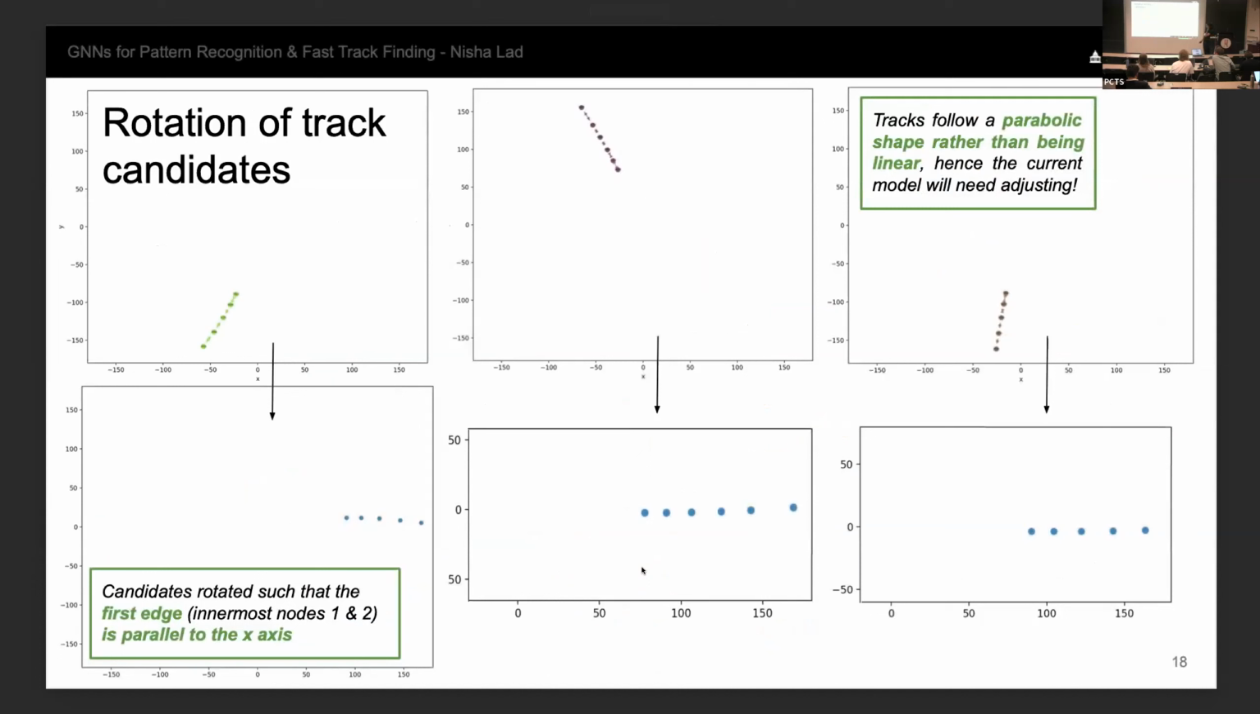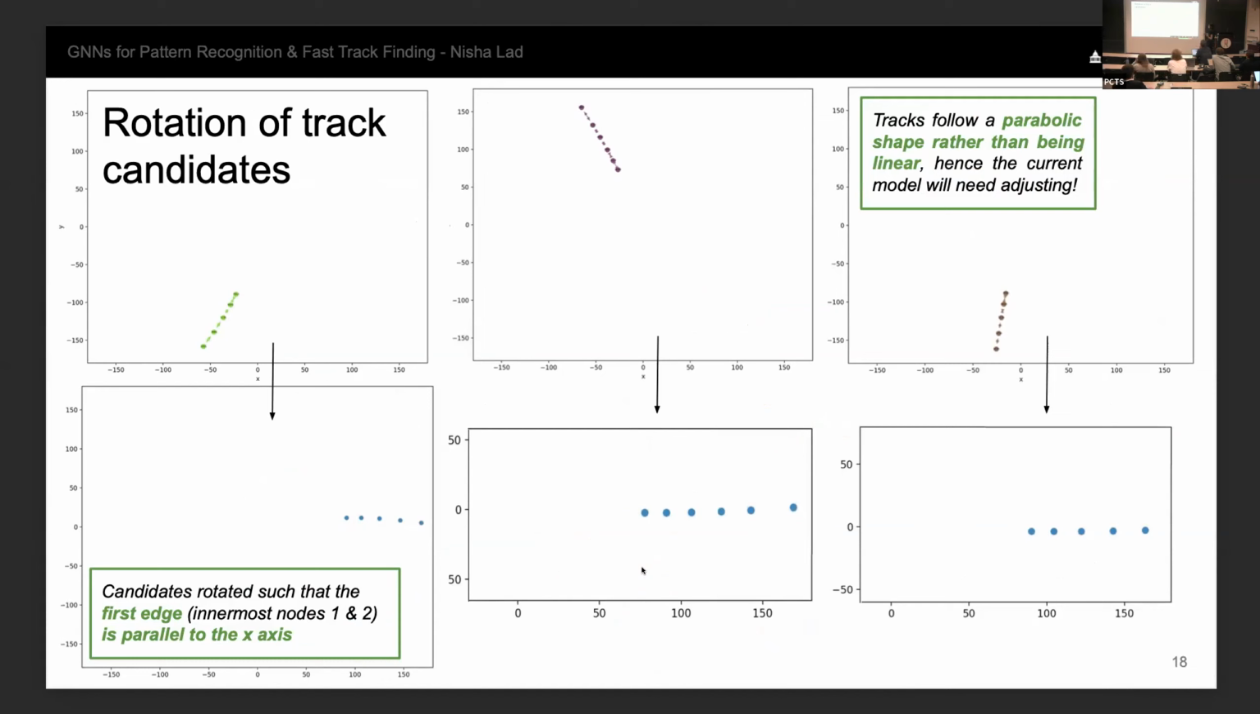So how can we combat this? Well, we leveraged the rotation symmetry of our system, and we rotated many of the near vertical tracks such that the first edge of our graph network is parallel to the x-axis. This is just a very simple diagram of the rotated tracks. You can see the vertical tracks being rotated.